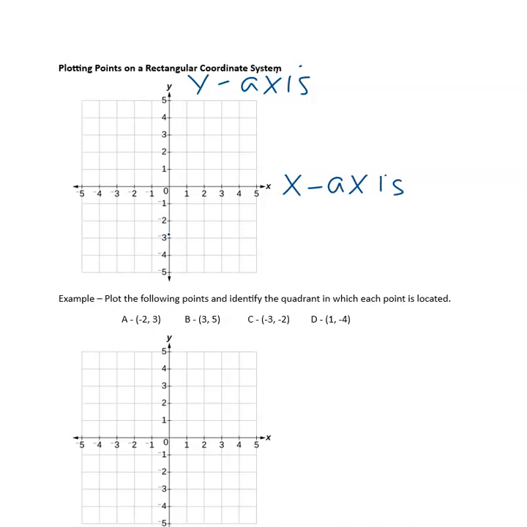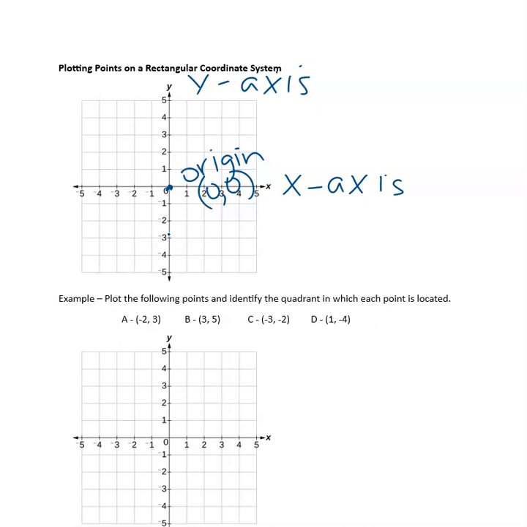You will notice that these two axes cross at a point in the center, and that is referred to as the origin. And at the origin, a point is going to have both a 0 value for x and a 0 value for y. So the origin would be the point (0, 0).